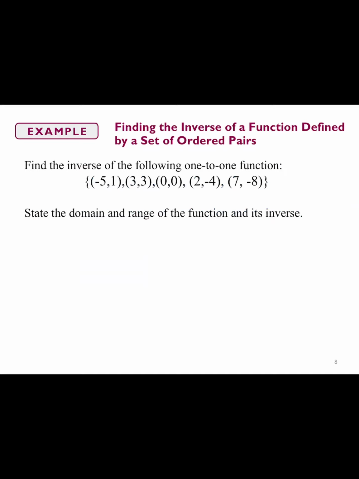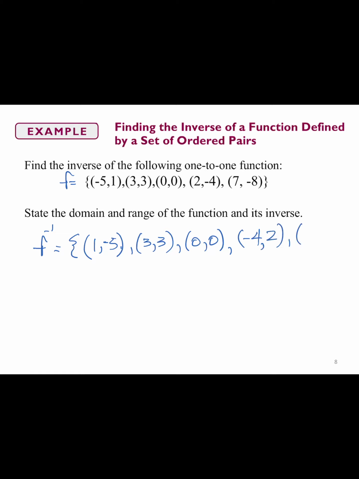This says find the inverse of the following one-to-one function. So it told us that it's one-to-one. Therefore, we know it has an inverse. We'll call this original function f. We'll call the inverse function f inverse. And the inverse is easy. Just swap each of the elements. Just go through and swap those elements. Boom. It doesn't matter if the values are the same for the x and y. You're still swapping elements. Still swapping them.